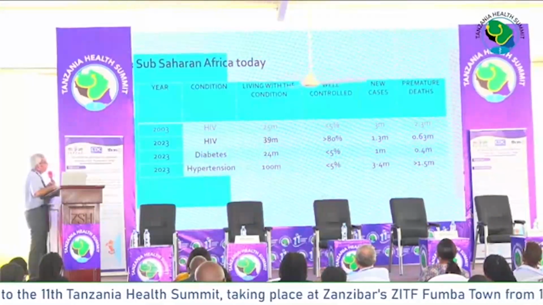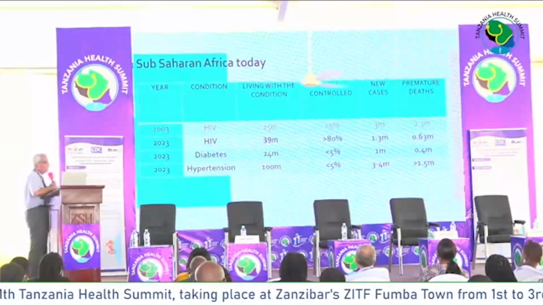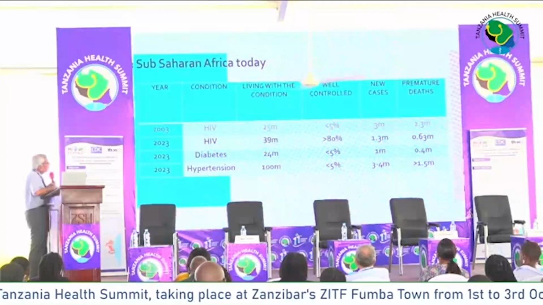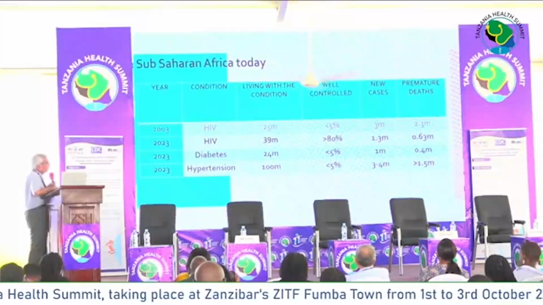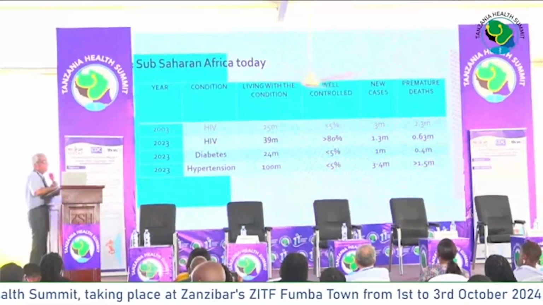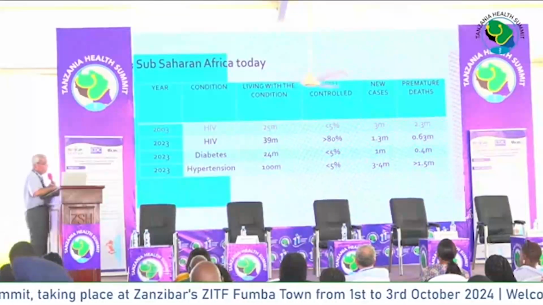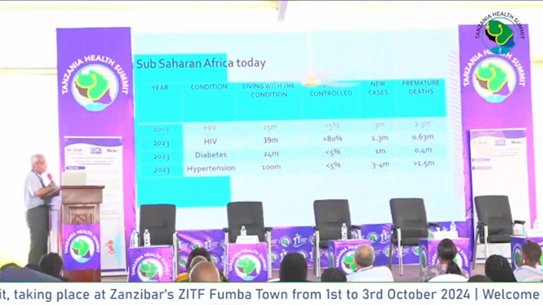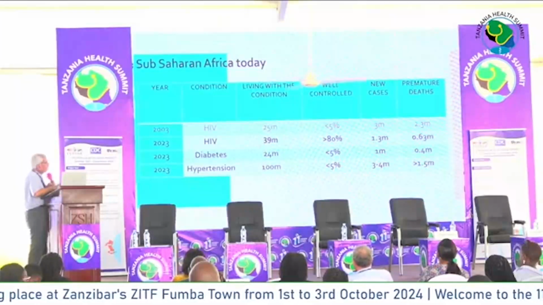There were 3 million new cases and 2.3 million new deaths. If you see the current HIV atlas, you find there are 39 million living with the condition. More than 80% of them are well controlled, and only less than 1 billion are dying. But if you look at diabetes and hypertension, the numbers show that there is actually a much larger burden in these individuals.